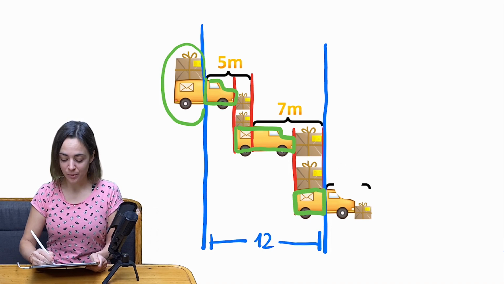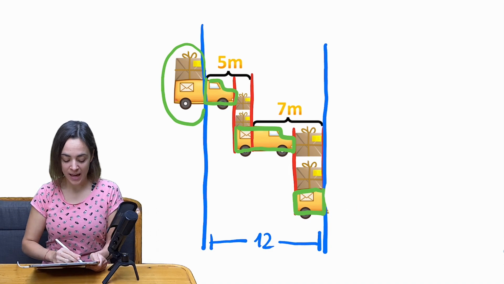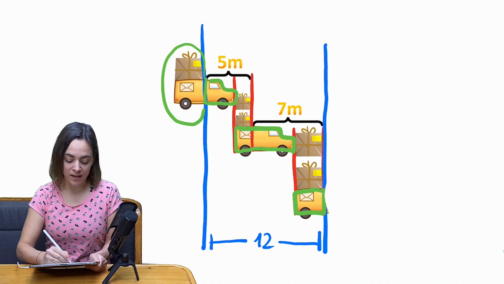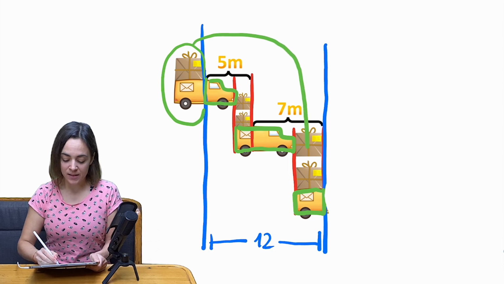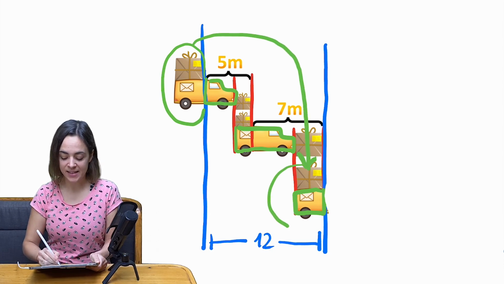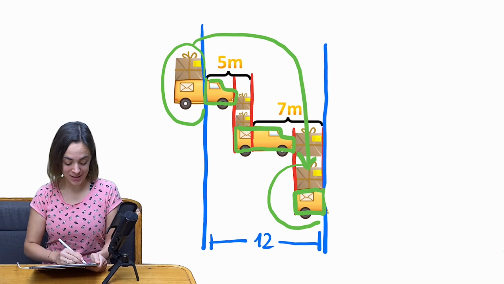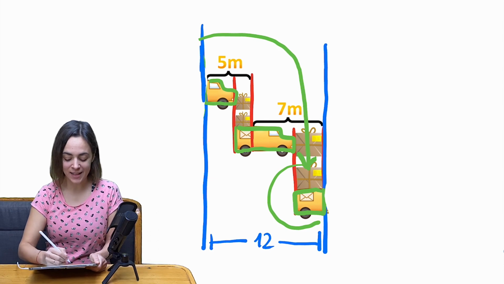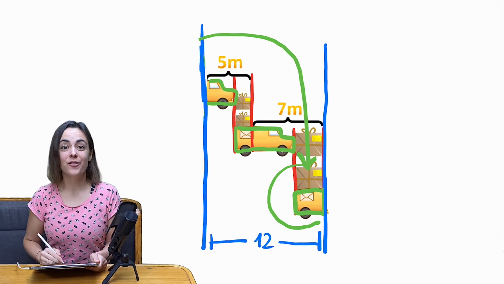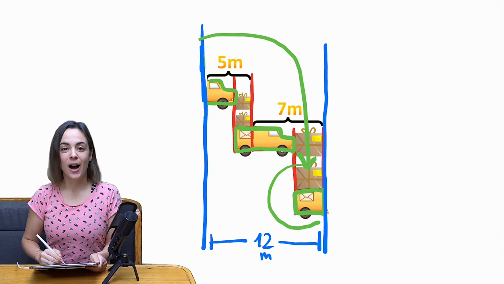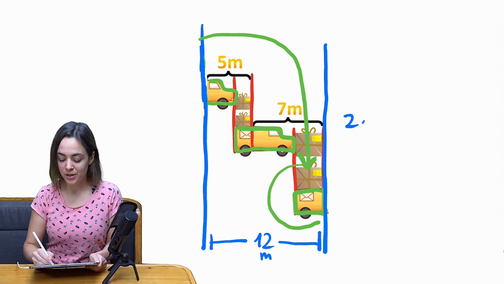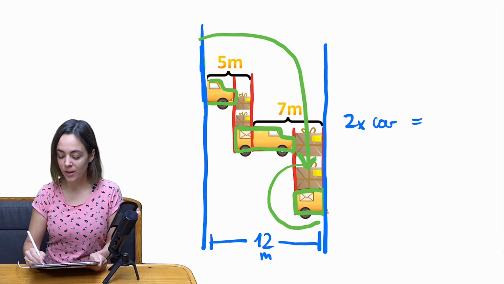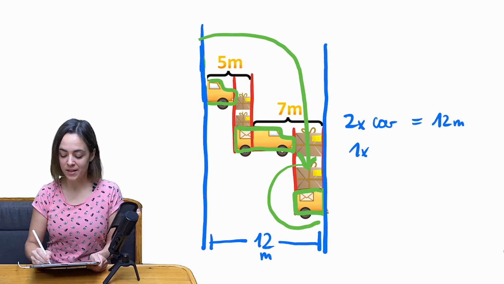So we will just forget about this part of our image and we will imagine to take this part here and find it again inside of our sector. So let's wipe out this part here as well. And then you will realize that in our 12 meter sector, there are now exactly two cars, which means that 2 times the car will equal 12 meters, so 1 times the car will equal 6 meters.